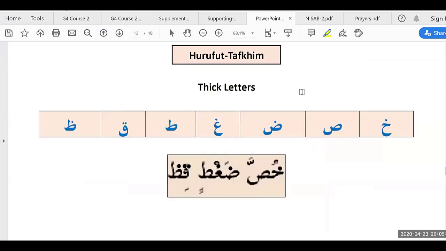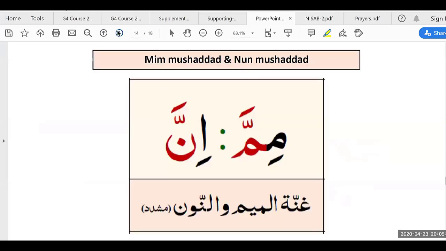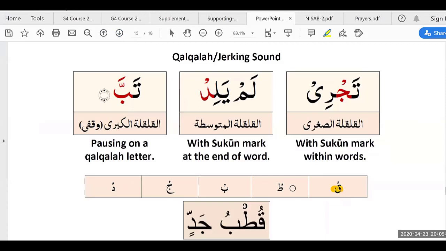And we did huruf al-tafkhim. There are 7 huruf al-tafkhim as well: kha, sad, dad, ghain, ta, qaf, and za. And again, there is an easy way to remember it by memorizing these 3 words. And 2 of the huruf al-qalqala, I mentioned this before as well, are part of huruf al-tafkhim as well. So while we perform the qalqala, we should also be mindful of their thick sound.